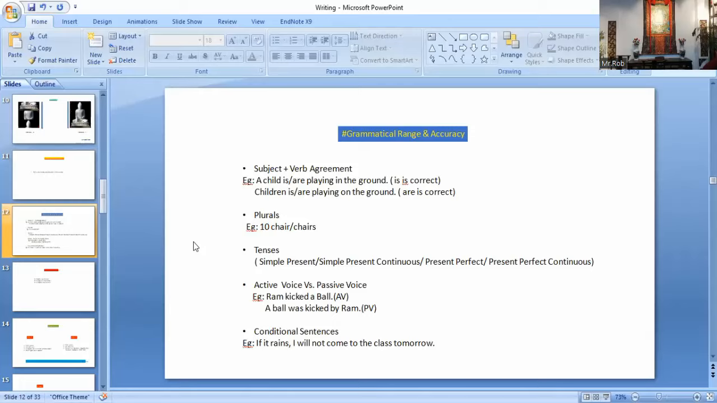For example, a child is playing in the garden. Here is the correct choice. Don't write a child are playing in the garden, because a child is a singular subject. Similarly, children are playing in the garden. Here are is correct, so don't use is. In this way, you have to choose the correct form of grammar that is in good agreement with the subject or noun.